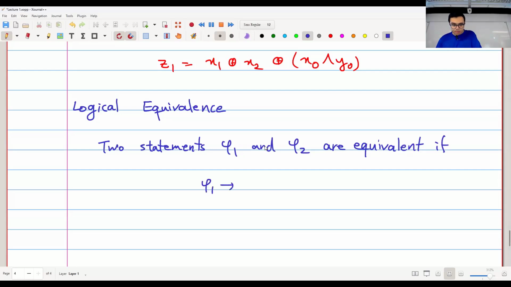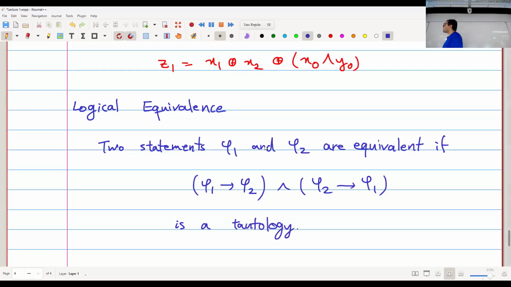I can say phi1 implies phi2 and phi2 implies phi1. Okay. And I want this to be a tautology. So if this thing is a tautology, then I say that phi1 and phi2 are equivalent. Okay. Now, we also have a name for this thing. This is phi1 if and only if phi2, right?